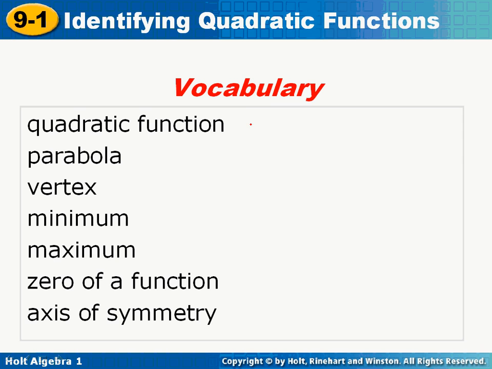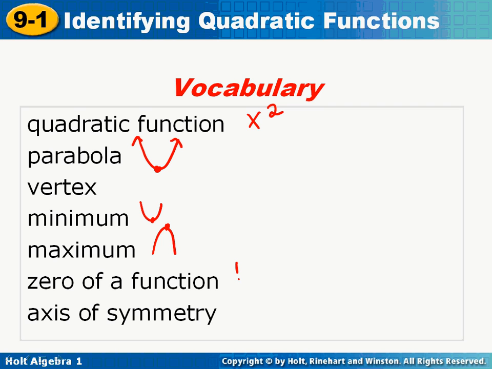A quadratic function is anything squared. A parabola is the way the graph looks. It's like a U-shaped curve. The vertex is the lowest or the highest point. It's called a minimum if it's the lowest point. It's called a maximum if it's the highest point.